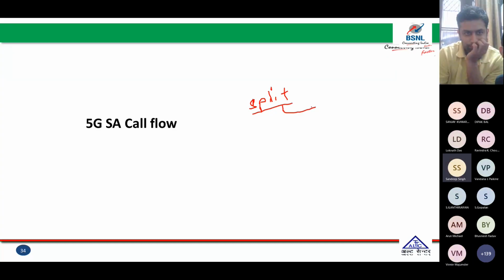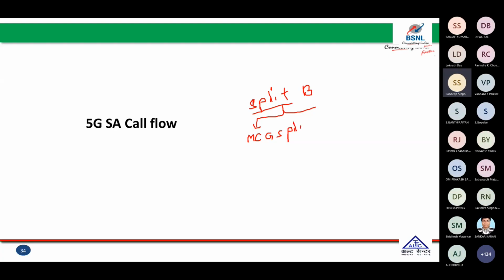You want to ask regarding the split bearer? Yes, split bearer means you have told that there are two parts, sir. Master split and secondary split, so there are two types of split bearer. One is the MCG split bearer. The second one is the SCG split bearer. Yes, correct, sir.